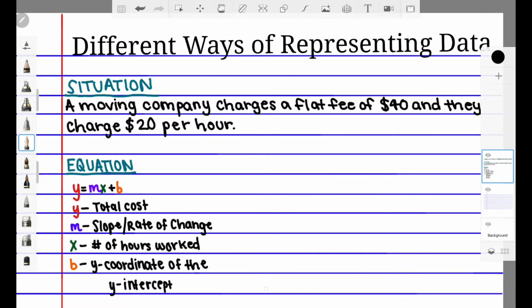So let's write an equation for this situation. First, let's find our slope. So as you can see here, the rate is increasing by $20 per hour, which means that 20 is our slope. Now we need to find B, the y-coordinate of the y-intercept. Since this is the y value when x is 0, which means the initial cost or the flat fee, our B equals 40. So now we have an equation, y equals 20x plus 40.